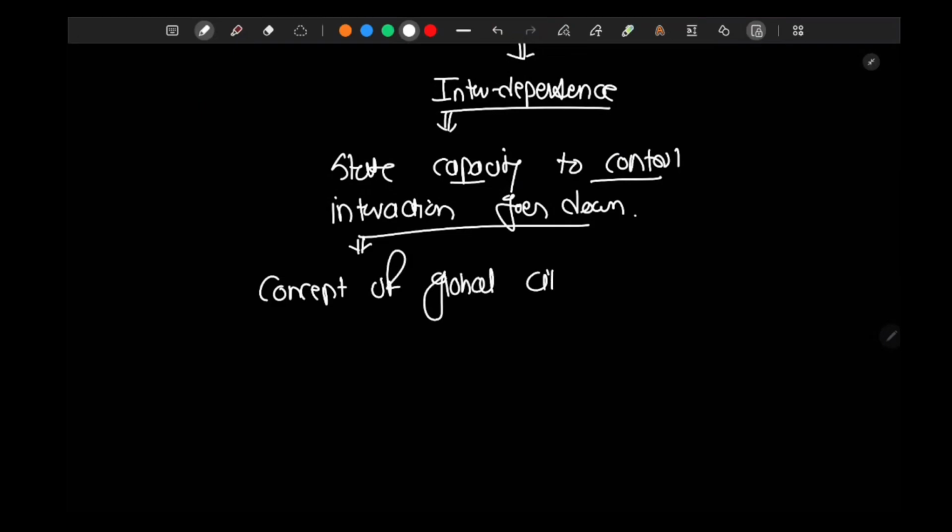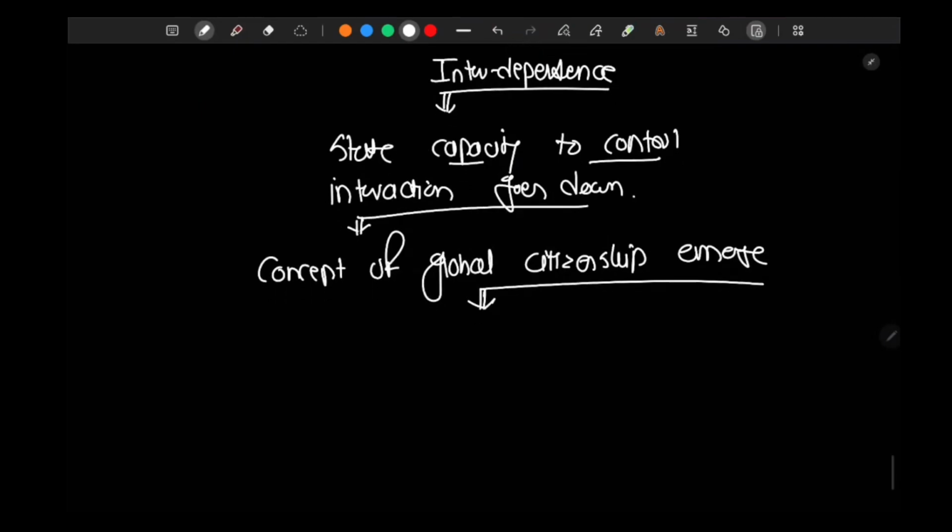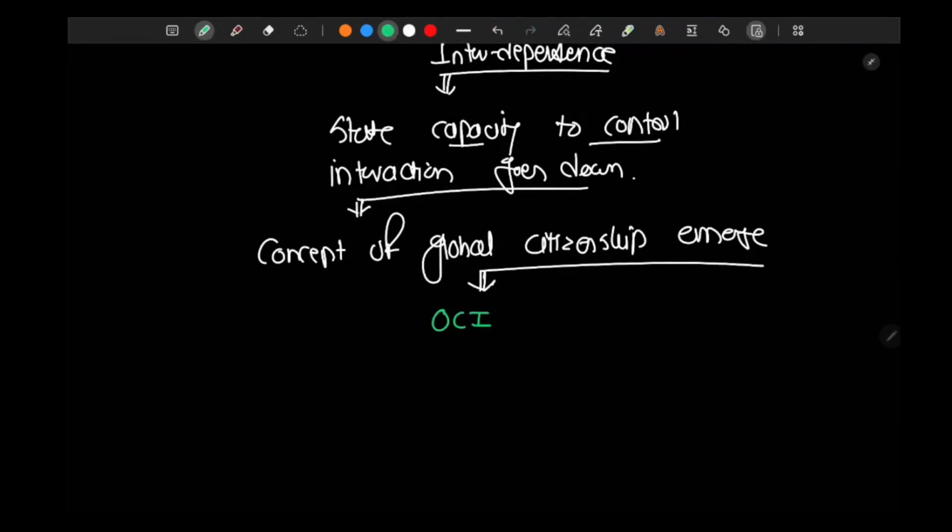and the concept of global citizenship emerges, right? If you have gone through your polity, you know this concept of Overseas Citizen of India, right? OCI card holders, not citizens of India, but overseas citizens of India, right? Some people have descent from India. Some people apply for it.